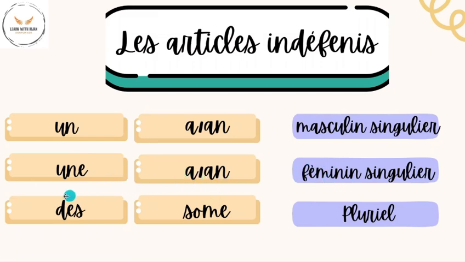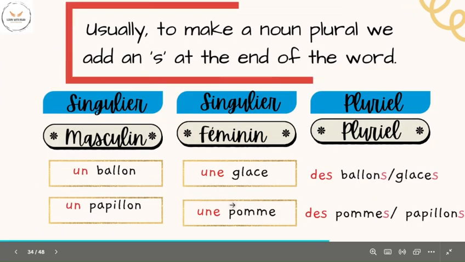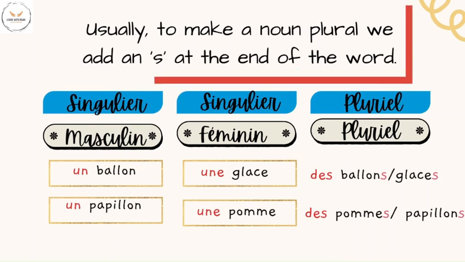The indefinite article des is used for plural nouns irrespective of the gender. It is translated as some in English. Usually in French, to make a noun plural, we add an S at the end of the word. However, I have already covered how to make the plural of nouns in detail. I'll attach the link of the video in the description for your reference.